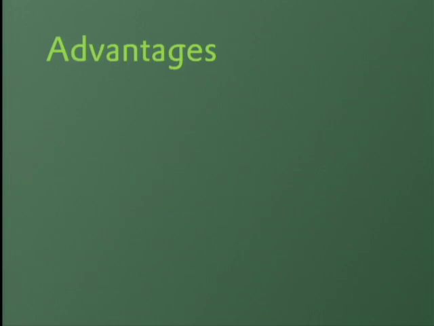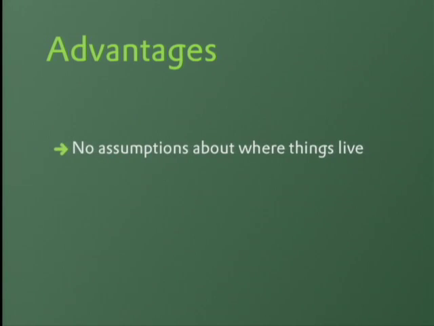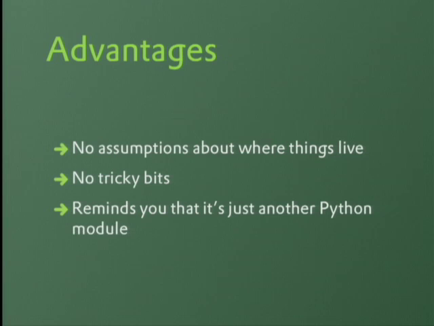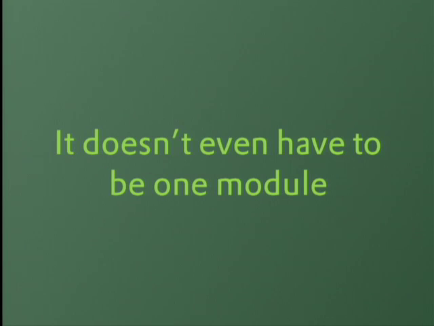That's all you have to have for a project, is settings and root URLs. And if you start adopting this way of developing, you suddenly open up a lot of advantages. You're no longer making assumptions about where my code is going to be, or what code I'm going to have available, no tricky bits. You're really remembering that a Django project is just another Python module. And in fact, it doesn't even have to be one module.